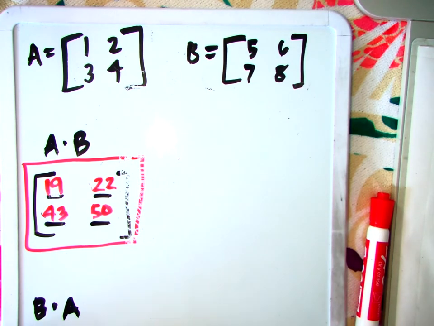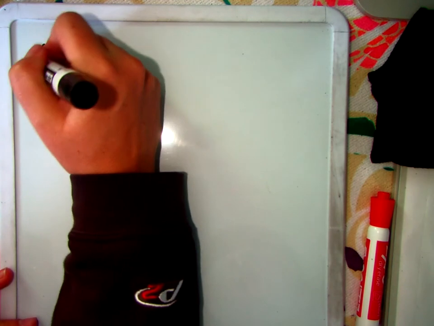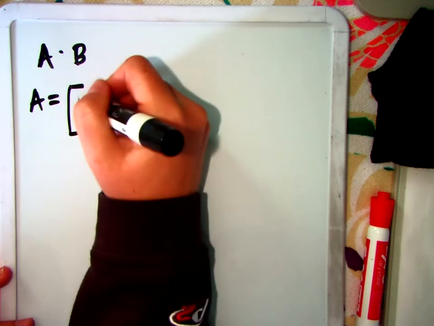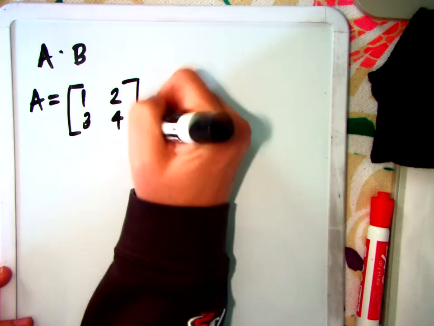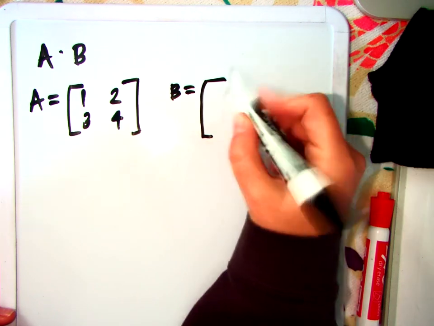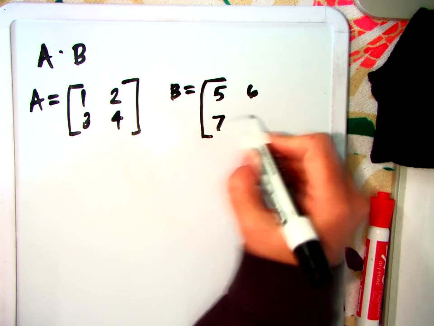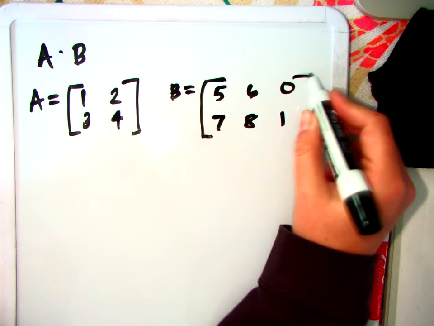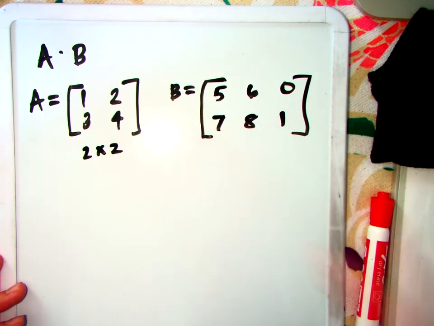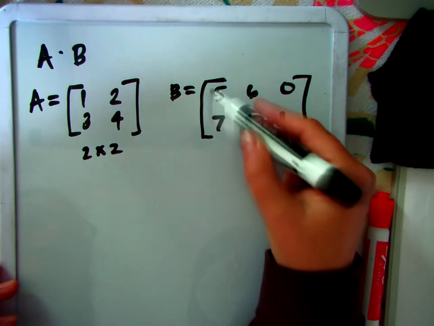All right, so I'm going to try a bigger one now for you guys, just so you can see when they're not square matrices like this, is it possible to multiply them? Yes, as long as it meets that criteria that we talked about a second ago. So now we're going to multiply matrix A times matrix B. I'm going to use this 5, 6, 7, 8 again, but I'm going to add a couple numbers here. Matrix A is 2 by 2, but matrix B isn't square anymore. Matrix B is 2 by 3.